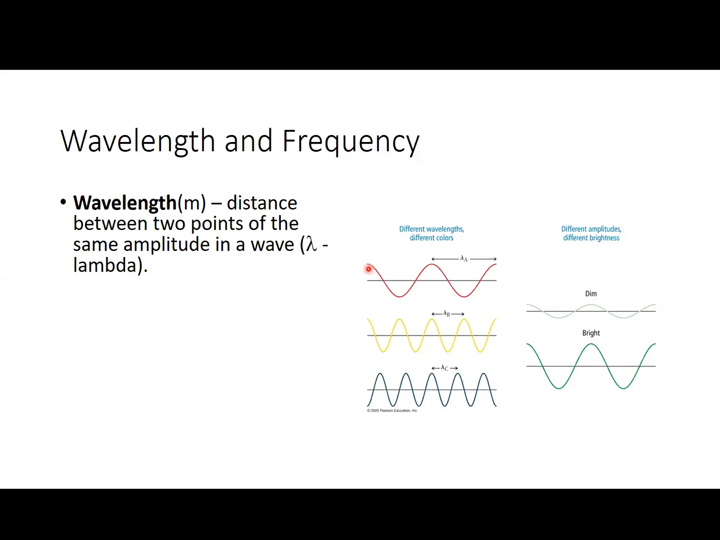So red would have a relatively long wavelength. Yellow has a shorter wavelength, and this is like a green-blue. This has an even shorter wavelength than that. The brightness of something has to do with what's called its amplitude.